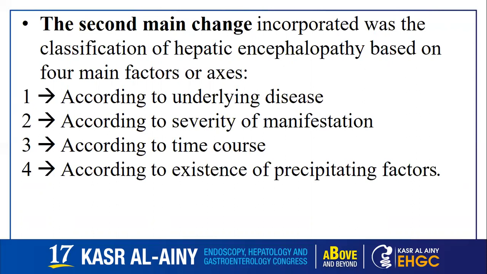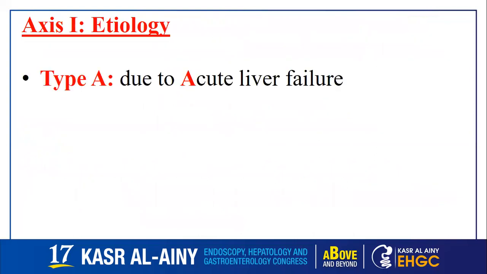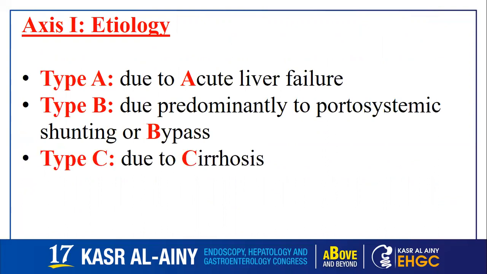Those 4 axes together are what's called nowadays SONIC. SONIC is the spectrum of neurocognitive impairment in cirrhosis. So nowadays we express hepatic encephalopathy in the form of SONIC, those 4 axes. Axis 1, etiology, into 3 types, A, B, and C. A is in acute liver failure, B is bypass, which is the portosystemic shunting, of course, and type C is with cirrhosis or chronic liver disease.